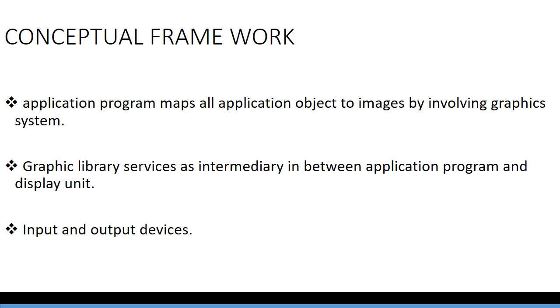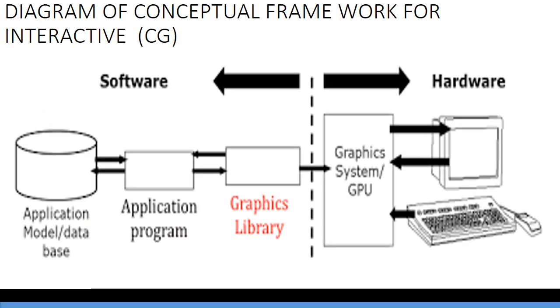So we also have input and output devices. Let's take a look at this diagram, which is known as the conceptual framework for interactive computer graphics. The word CG refers to computer graphics. Let's look at the first icon, which is known as the application model database. An application model database functions as a structured representation of the data used within a specific application.